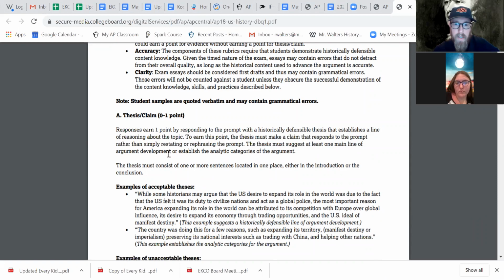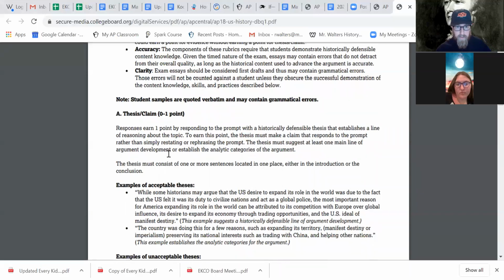Response is earning 1 point by responding to the prompt with a historically defensible claim that establishes a line of reasoning about the topic. To earn the point, the thesis must make a claim that responds to the prompt rather than simply restating or rephrasing the prompt. The thesis must suggest at least one main line of argument development or establish analytical categories of the argument. Okay, again, do you see why we use the thesis formula? Because notice, we give a line of argumentation, we give our categories, and we do more than simply restating the prompt. So boom, we follow our thesis formula, we should absolutely get 1 point.